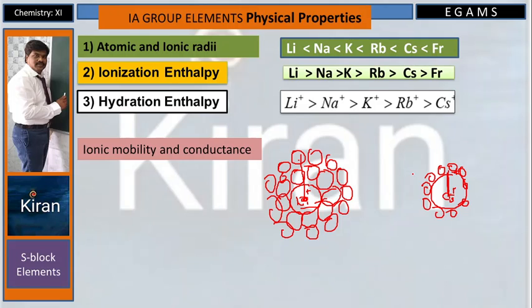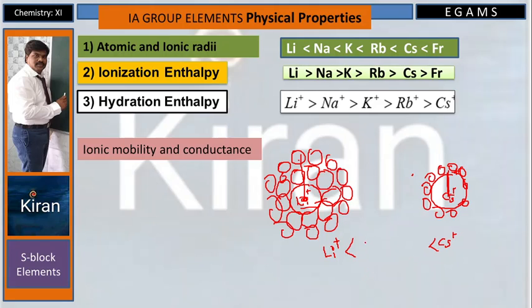Mobility is high in case of cesium, less in lithium. So that is a mobility character. This is the lithium ion. This lithium ion mobility is less, while comparing with cesium ion, which is having higher mobility.